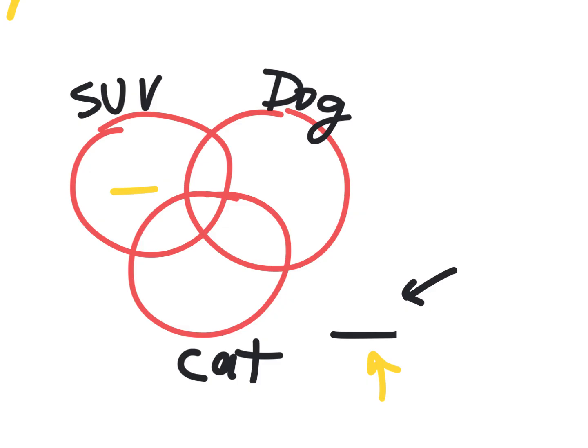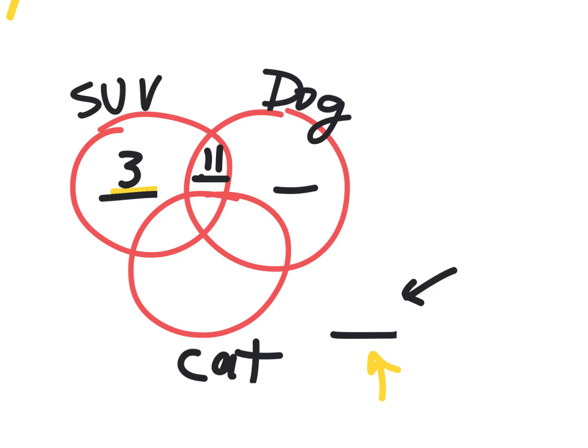Okay, who's in this blank right here? Who is in the SUV category? There's an SUV, no dog, no cat. 1, 2, 3. Okay, who is in this one, which is SUV and dog, but not a cat? 1, 2, 3, 4, 5, 6, 7, 8, 9, 10, 11. All right, 11 goes here. Everybody copy these numbers, please. The next one is dog, but not SUV and not cat. So that's dog only. Raise your hand for dog only.